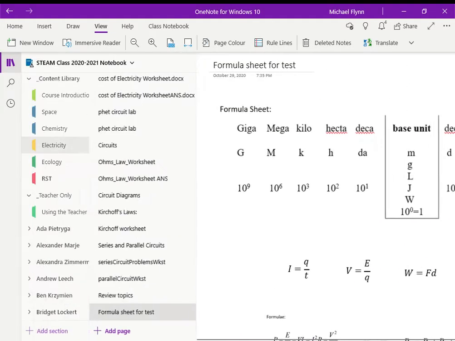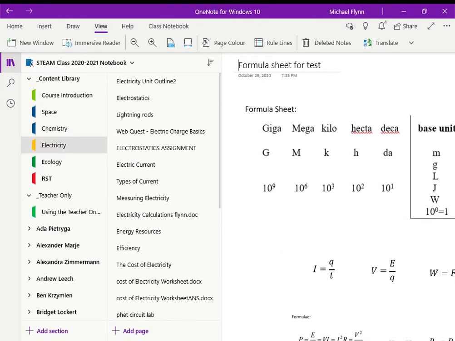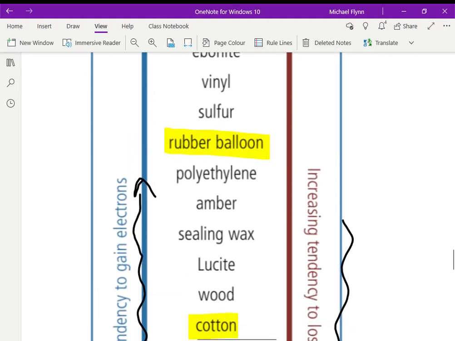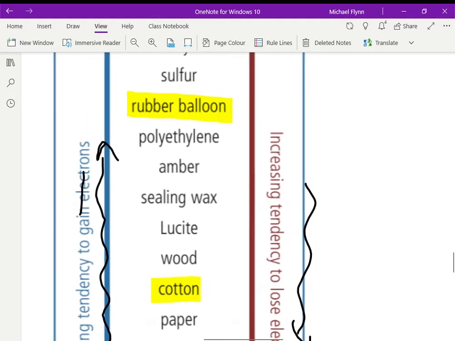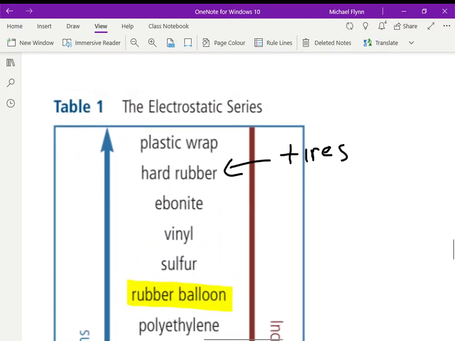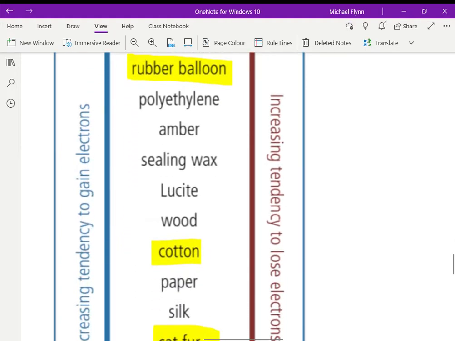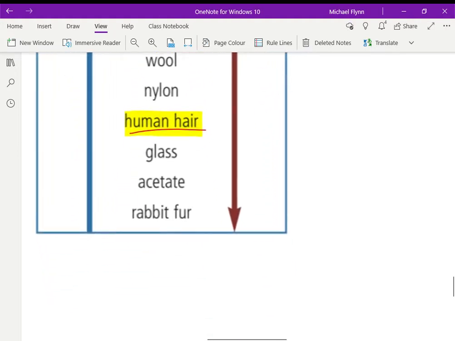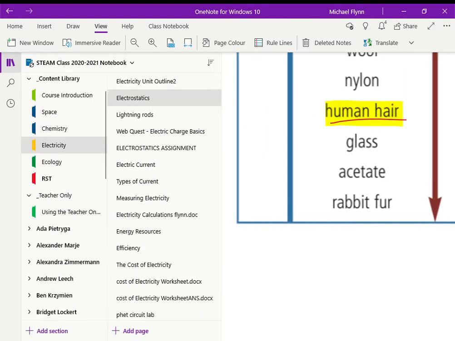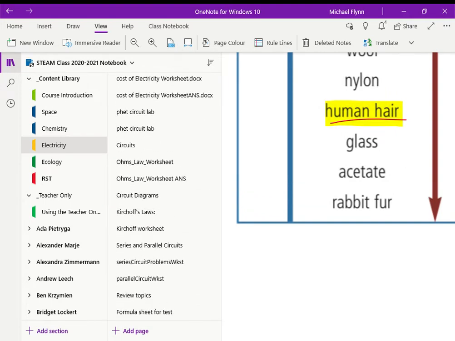You'll also have an electrostatic series, in case you're wondering. The electrostatic series is this list, which we've talked about several times. You can see the list of substances on the series. The one at the top has more tendency to become negative and gain electrons, and at the bottom, the tendency to lose electrons and become positive. So you get a list like that as well, and you don't have to memorize that.